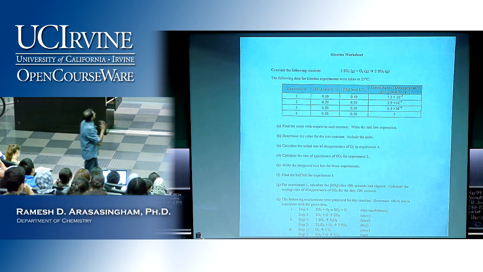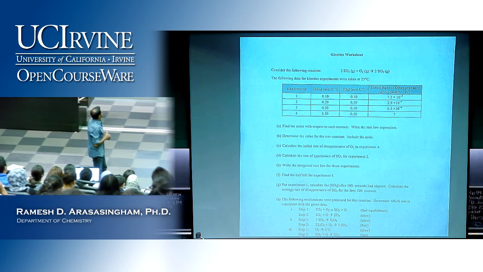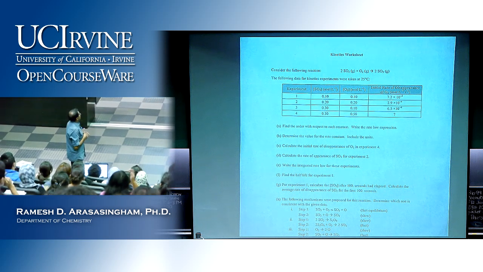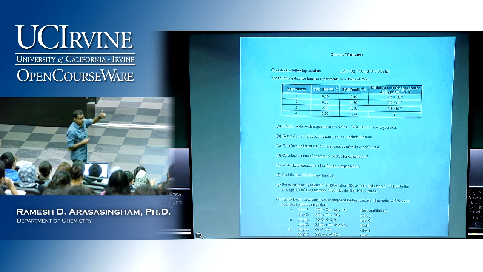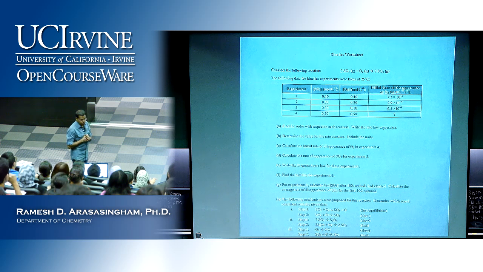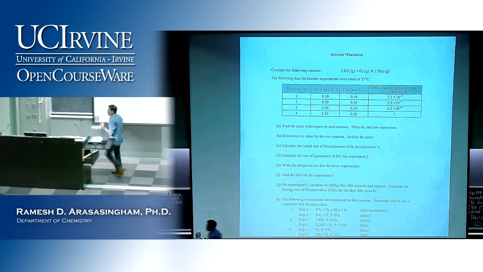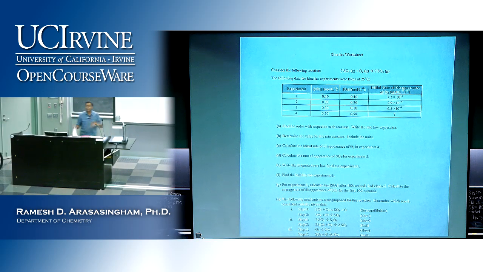Once you've got that, as in problems we've worked, you can determine the value of the rate constant, and include the units. Next, calculate the initial rate of the disappearance of O2 in experiment 4. If you figure out the rate constant K and the order with respect to each reactant, you can figure out what that question mark is in line 4. So let's quickly start by looking at part A. We may not get through the whole thing and will complete it next time, but I do want to go through an exercise of how we build up and figure out the mechanism.